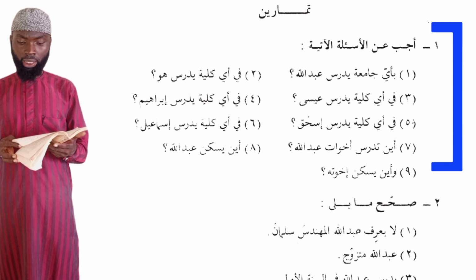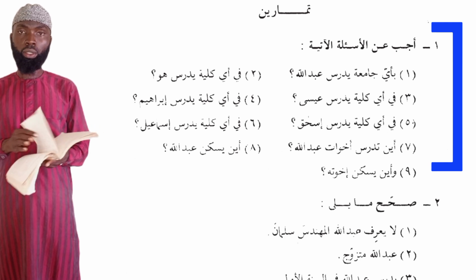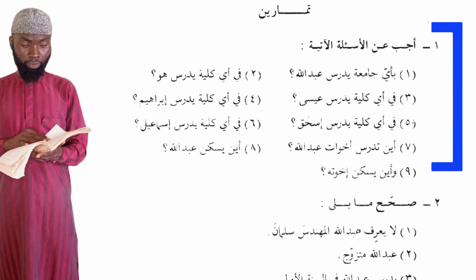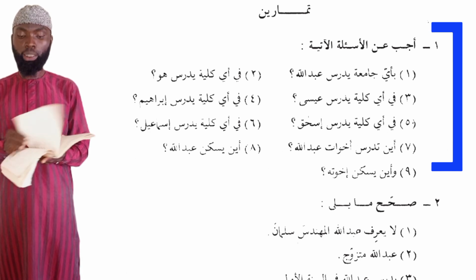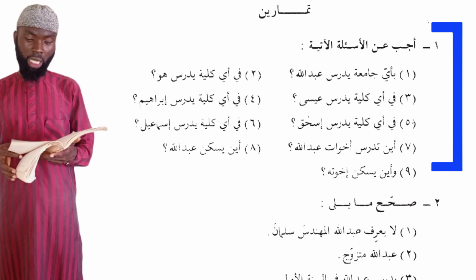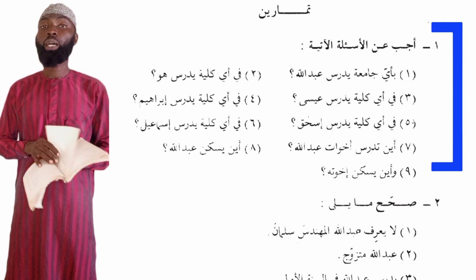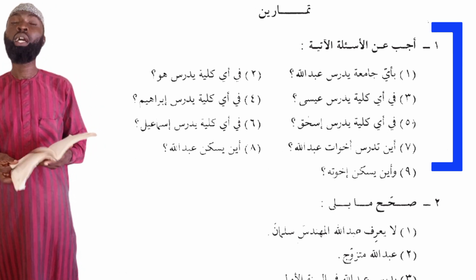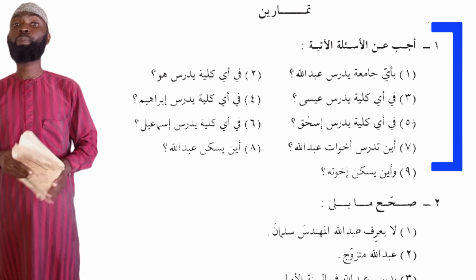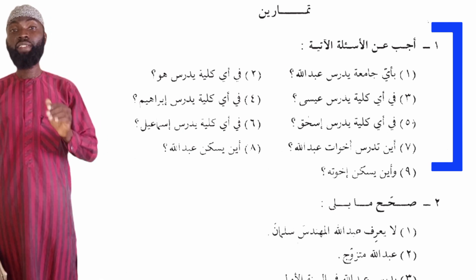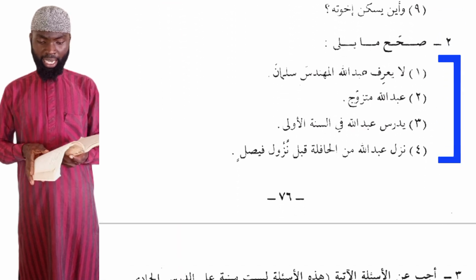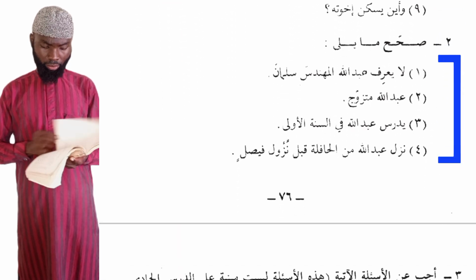Then في أي كلية تدرس أخوات عبد الله؟ هن يدرسن في مدرسة خالد بن وليد. أين يسكن عبد الله؟ Where is Abdullah staying? يسكن عبد الله مع قريب له. Then lastly we have وأين يسكن إخوته؟ Where are his brothers staying? His brothers are living في مهاجع الجامعة. They are living in the hostels.